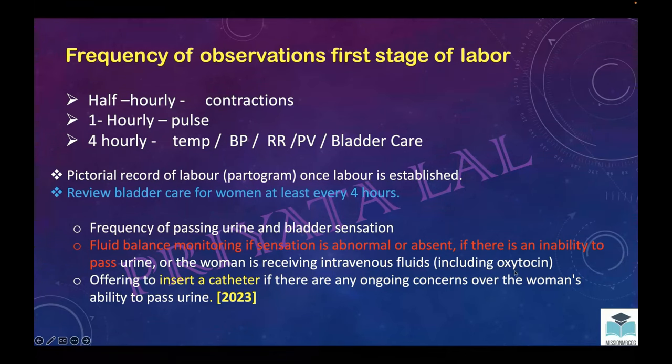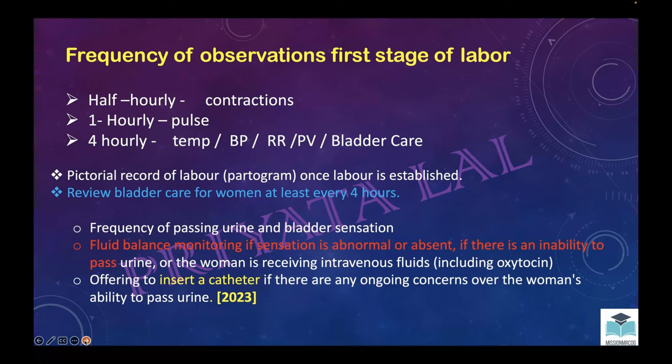Apart from this, fluid balance monitoring if the patient is not able to sense, or if the sensation for urination is absent. And if there is any concern and she is not able to pass urine, you offer to insert a catheter. So these are the few things they have added about bladder care in the first stage of labor in this guideline. It was not there previously. These details of bladder care are important, because you have to put this into your stations if you're doing labor stations, and in part two it is a very important, newly added change.